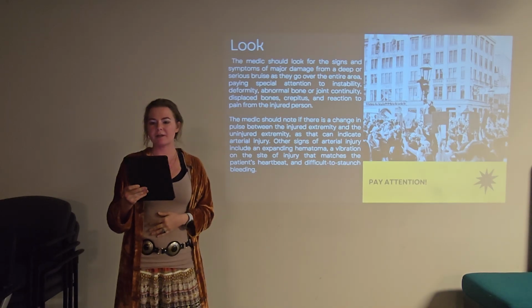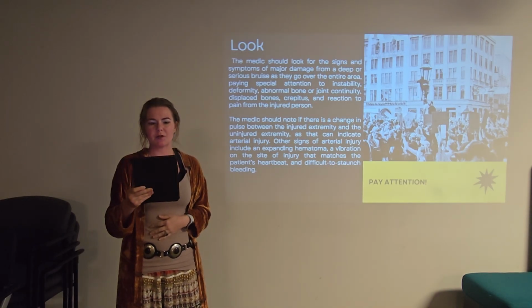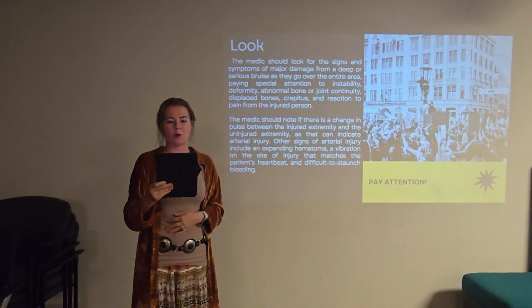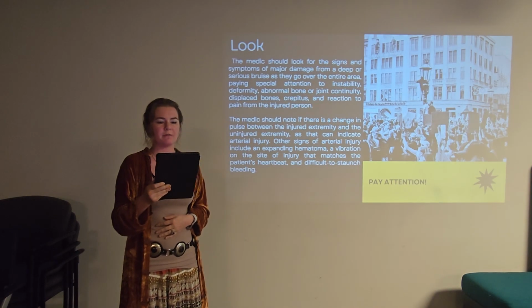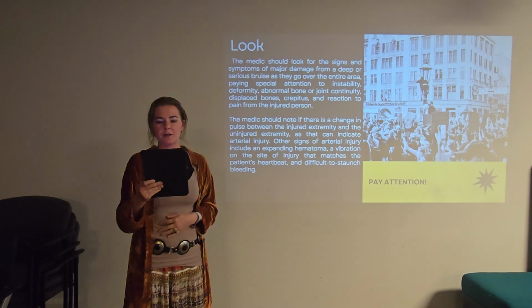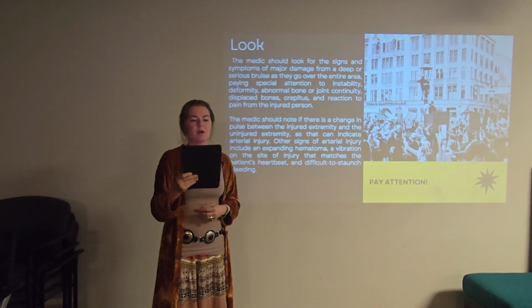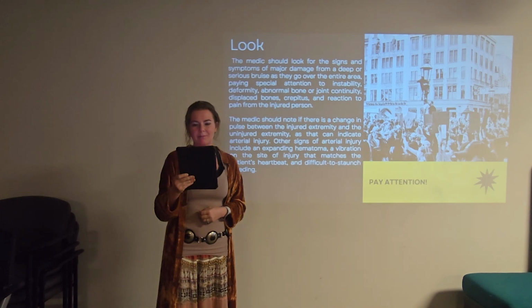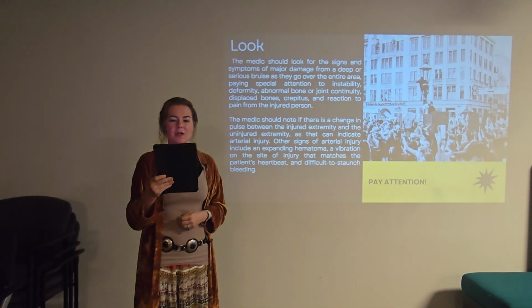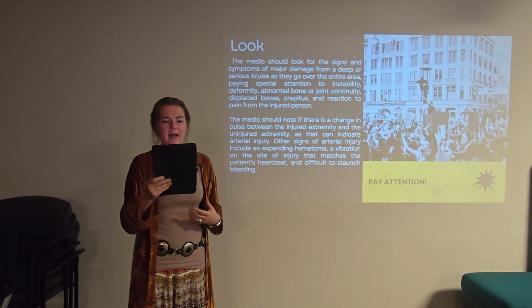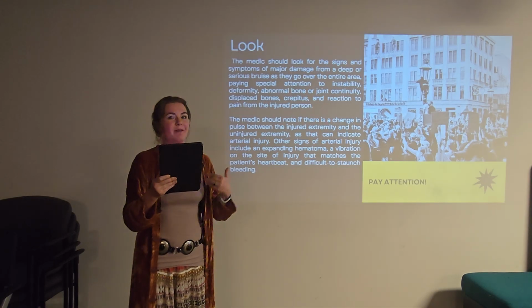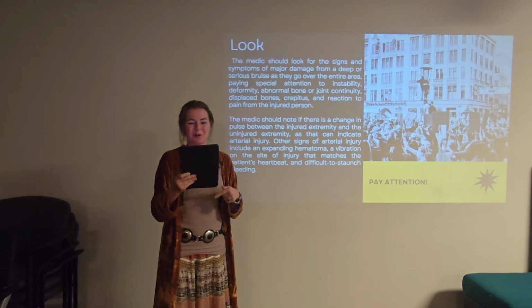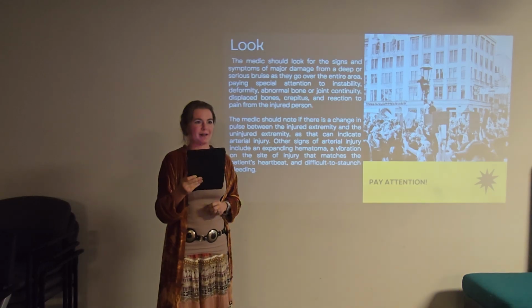The medic should look for the signs and symptoms of major damage from a deep or serious bruise as they go over the entire area, paying special attention to instability, deformity, abnormal bone or joint continuity, displaced bones, crepitus, and reaction to pain. The medic should note if there is a change in pulse between an injured area and an uninjured area, because that can indicate arterial injury. If one limb has a pulse and the other one doesn't, that's not a great sign.